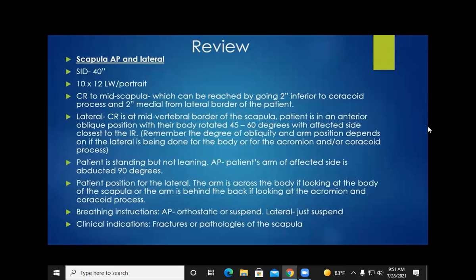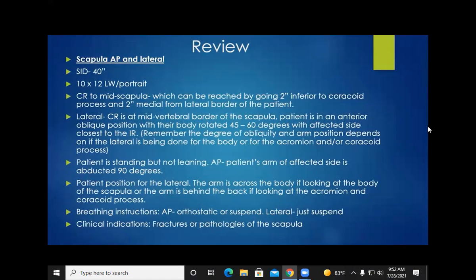We're going to also have a different central ray for our lateral view. So that first one there is for the AP view. The lateral view is going to be mid-vertebral border of the scapula. The patient is going to be in an anterior oblique position. That means they are going to be facing the IR, either LAO or RAO. The affected side is going to be touching the IR. They're going to be rotated 45 to 60 degrees, depending on their body habitus.